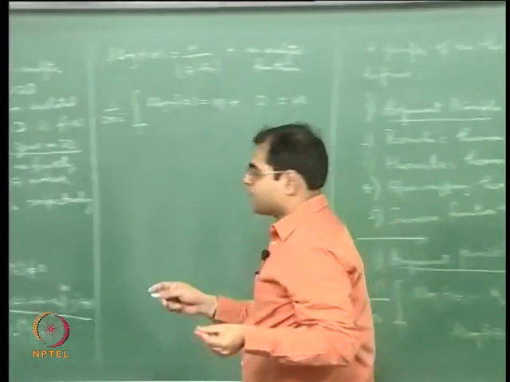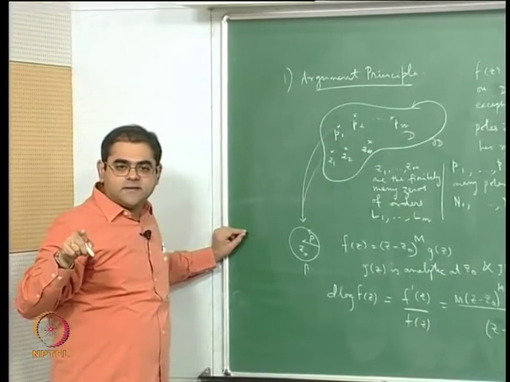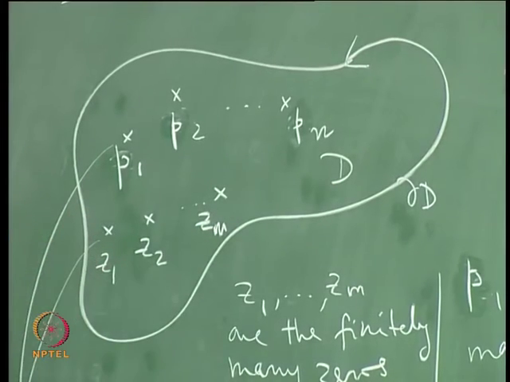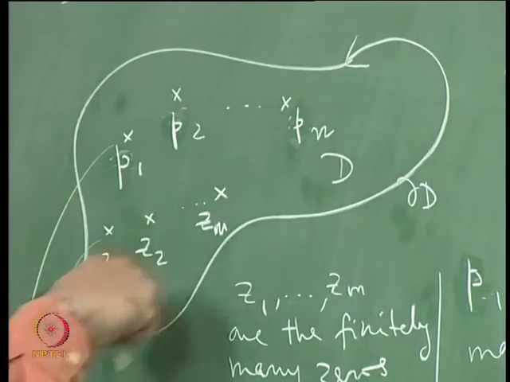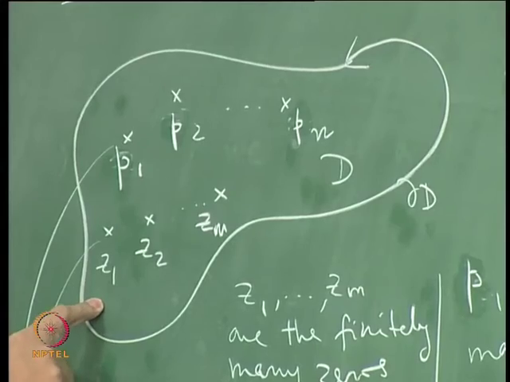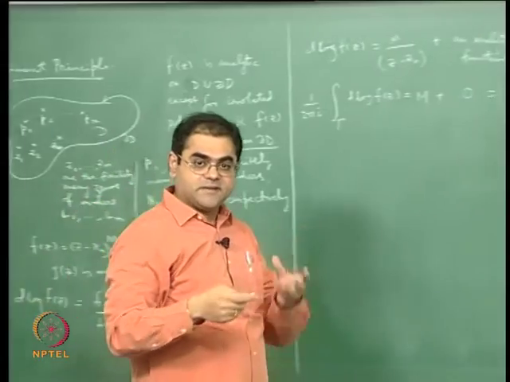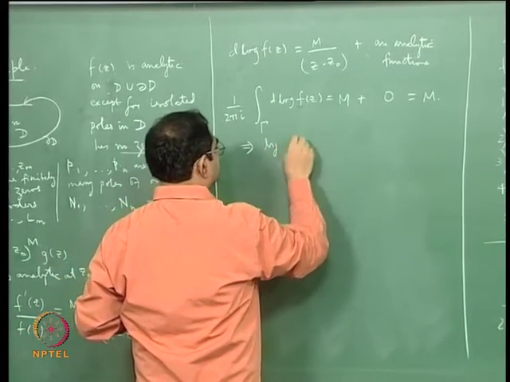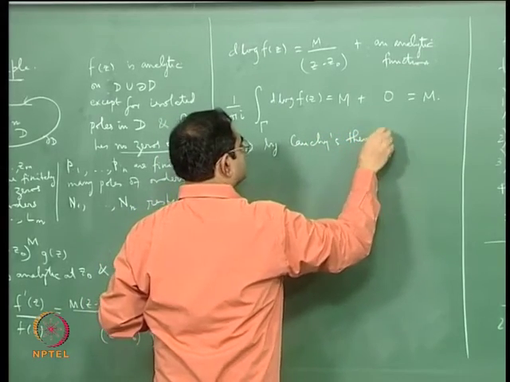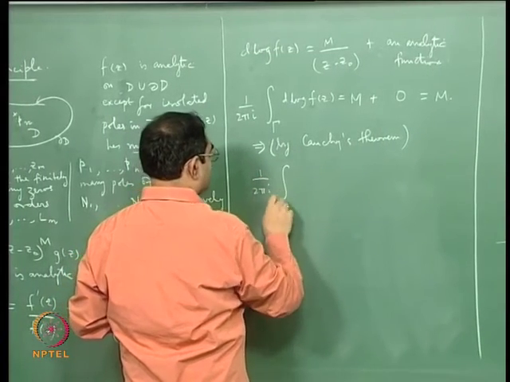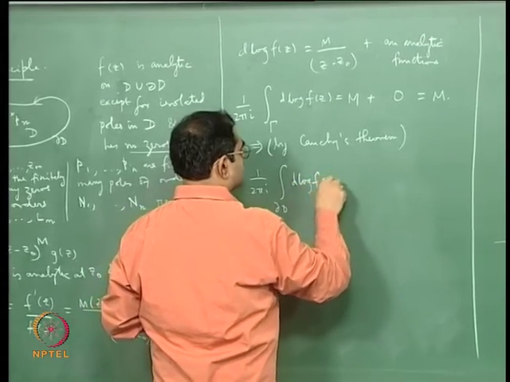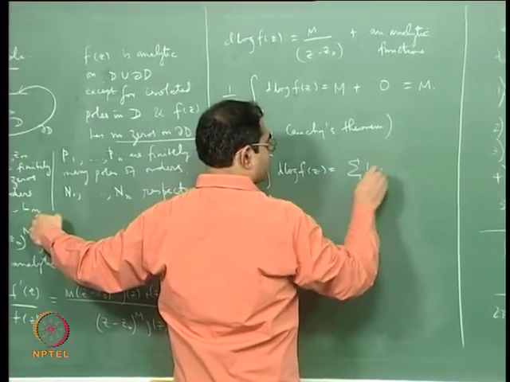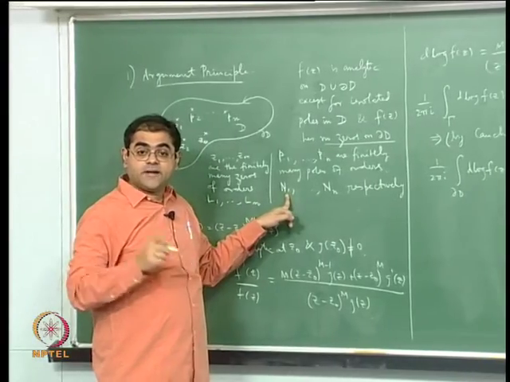Now all you have to do is surround each of the zeros and each of the poles by such small disks, and then use Cauchy's theorem in the region obtained by taking away from D these disks, where the function f is completely analytic. Cauchy's theorem tells you that the integral over the boundary is the sum of the integrals over each of these small disks, and each of those gives you the order of the pole or the zero. So by Cauchy's theorem, 1 by 2 pi i integral over the boundary of d log f z will give you sigma l i for the zeros, minus the n i's for the poles.